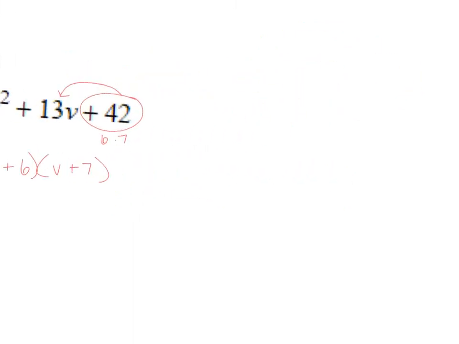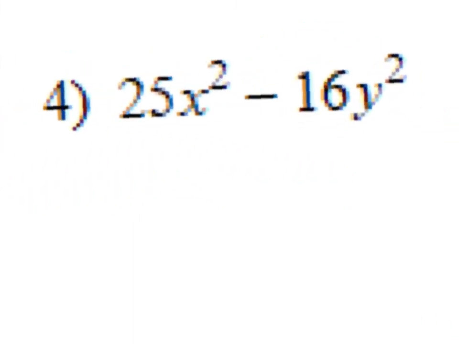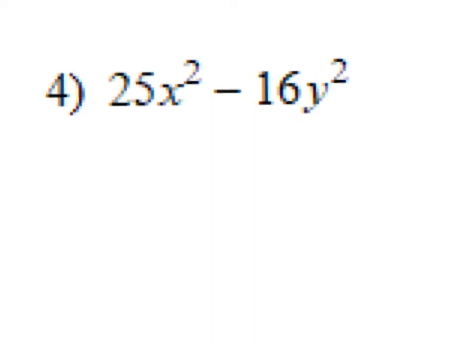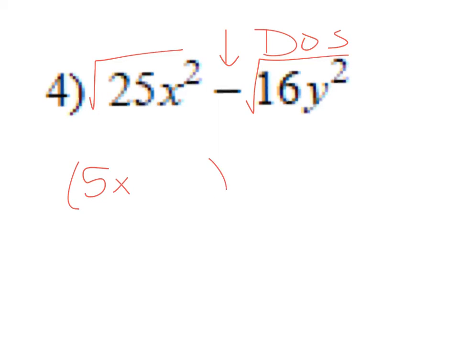Number 4, all right, so now this guy is a DOS, or difference of squares. I have subtraction in the middle. I can break down in square root, I can break down in square root. So 25 becomes 5x and 5x. I have a plus and a minus, and then the square root of 16 is 4y and 4y.